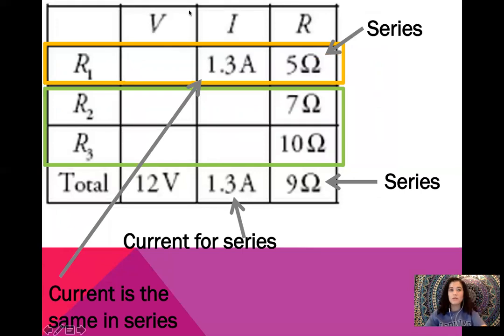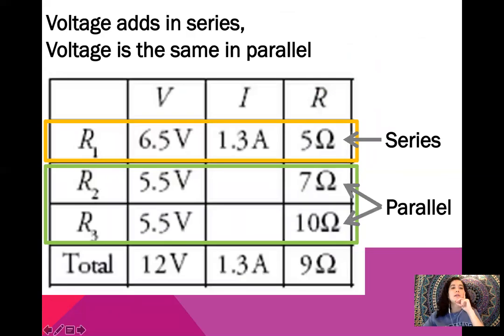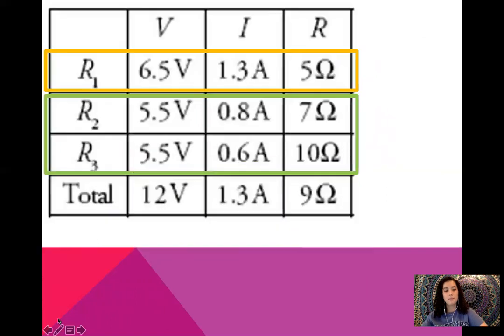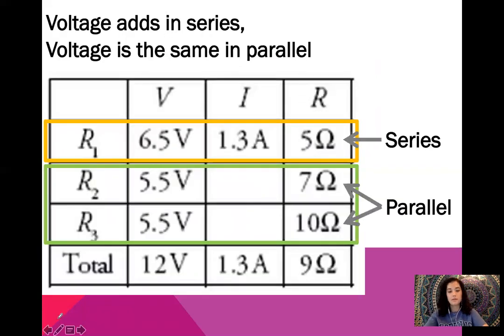Now, this row right here only has one opening. Let's find it. How are we going to do it? Oh, wait, Miss. V equals IR. So V equals 1.3 times 5. That's just easy math. Plug it in and you'll get 6.5 volts. So that's where this came from. 6.5 volts. That's where this is coming from.